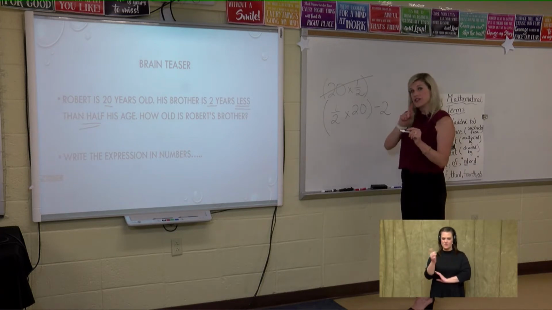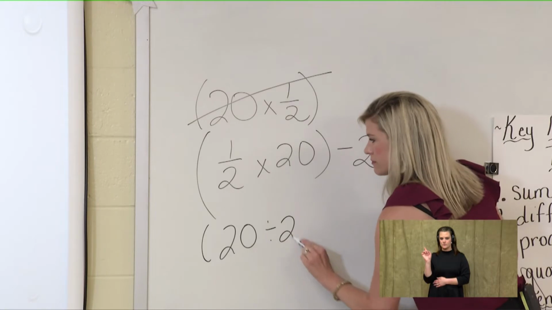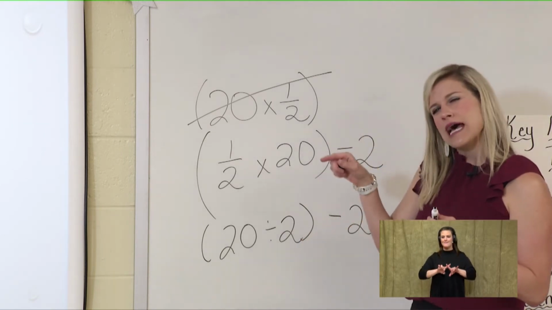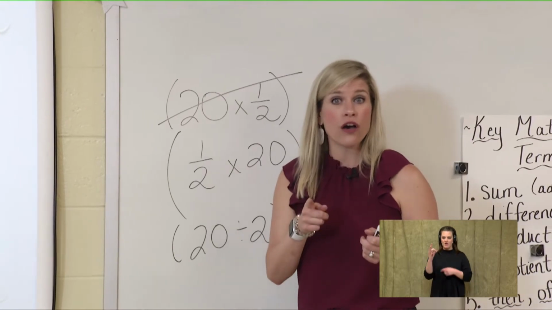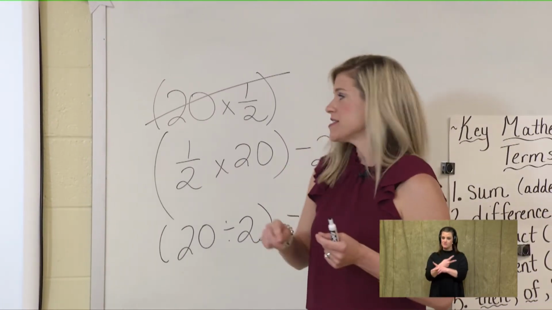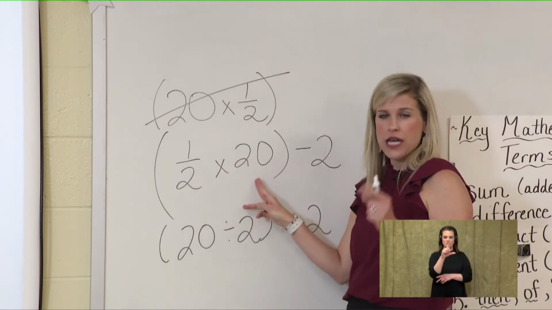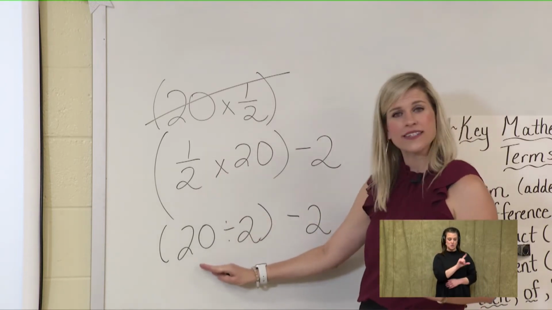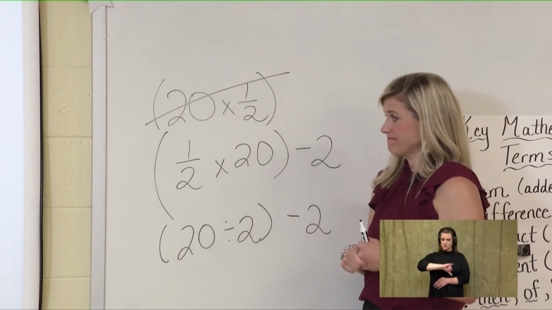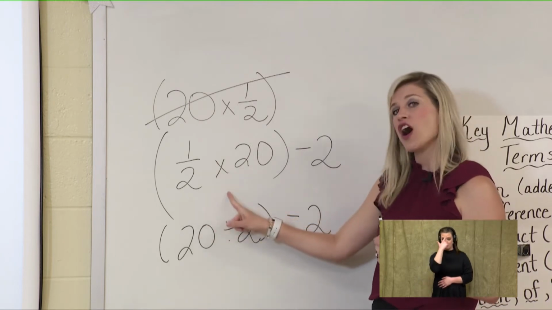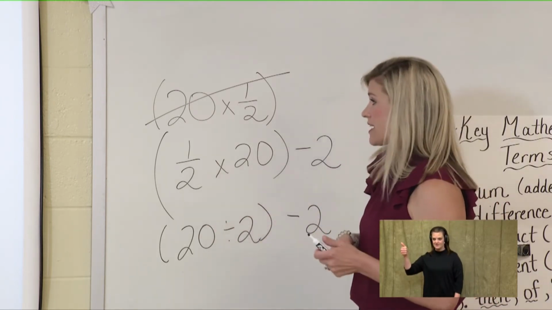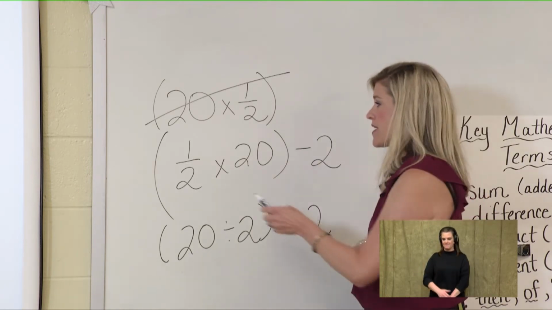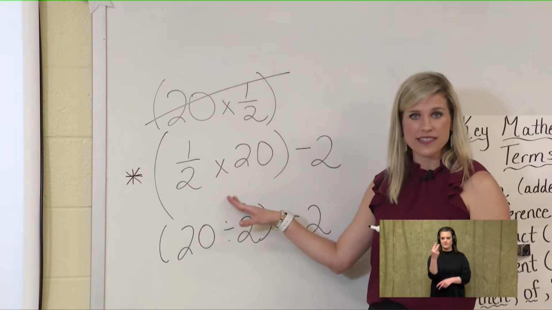Did anyone out there do this? If you did, that's okay, but that's not really what it says. It says half of. And when you hear that word of, when you are in math, that means to multiply. So he is half of 20. But let me ask you this. Is half of 20 the same thing as 20 divided by 2? Yeah, it is, isn't it? Because half of 20 is 10, right? And then 20 divided by 2 is also 10. But this one right here, this expression, that is the correct expression.